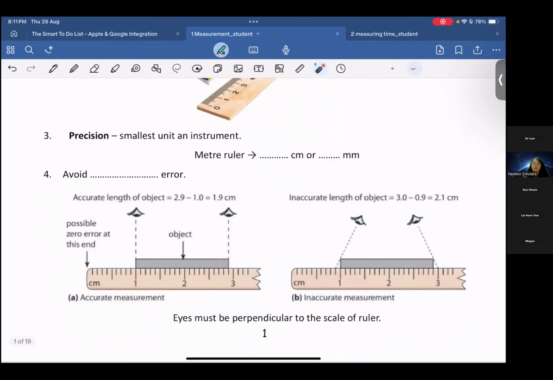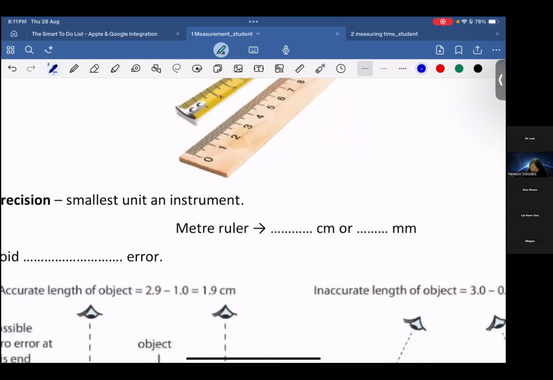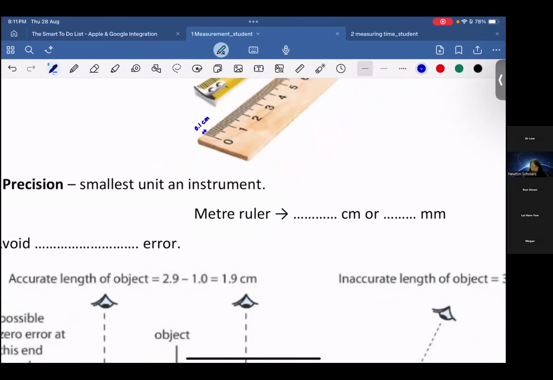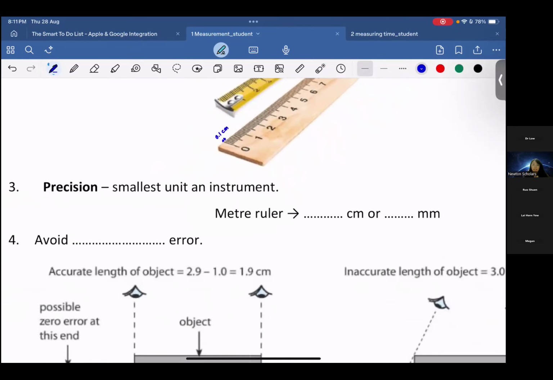Precision means the smallest unit of the instrument. If you take the meter rule in the lab, you can see at here that the smallest value we can read is 0.1 cm. This is the smallest reading, the smallest scale that we can get. So we write down 0.1. The precision of the meter rule is 0.1 cm. If we convert to mm, it will be 1 mm.